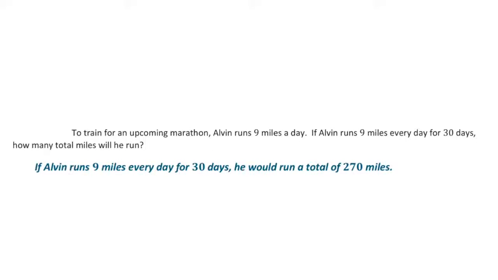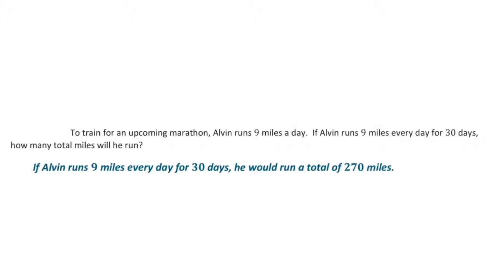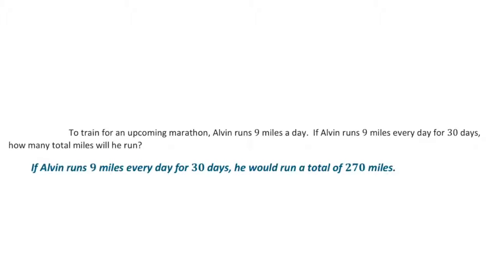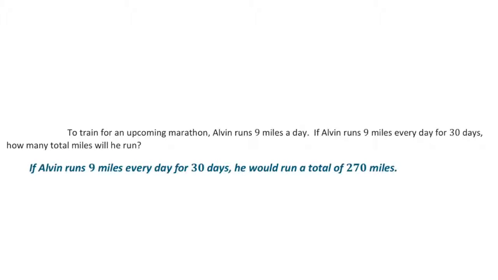9 times 30 is 270. So if he runs 9 miles every day for 30 days, he would have run a total of 270 miles.